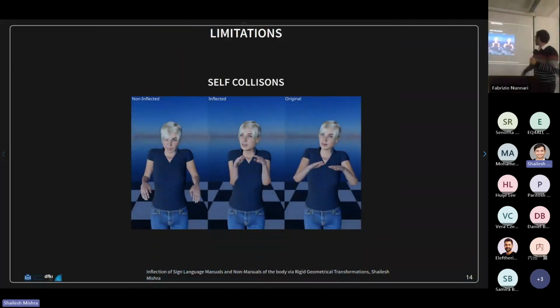And next, we have the problem of self collisions, where the hand penetrates the body. And the users who rated our video also noticed this, and they were like, "Yeah, the hand penetrates the body, and it shouldn't be like that. It doesn't make any sense." And they commented on this too. So this also affects the quality of our animation.